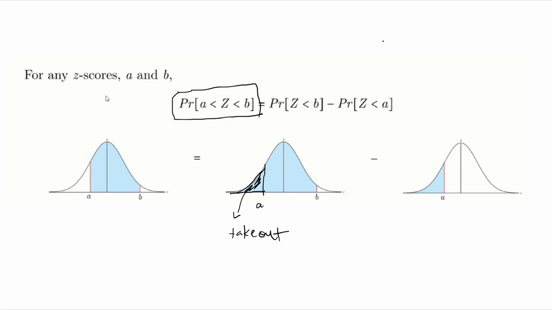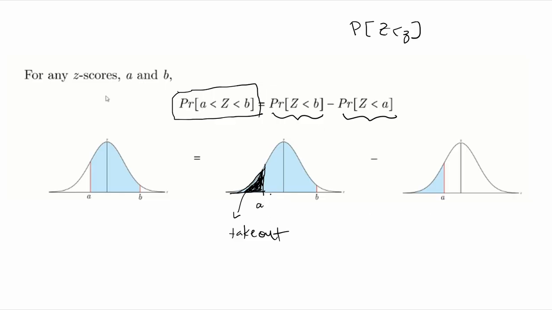So the histogram, or the smooth curve, you can look at the table to find the probability, but the table will always give you something smaller than. If you want to find something in between, you just look up two values in the table, okay? The first value of z being less than b here, and then you take out this part here, which is the probability of z being less than a, okay?